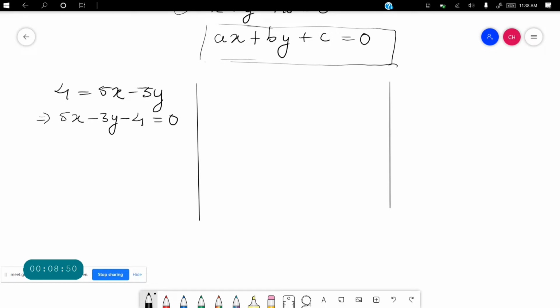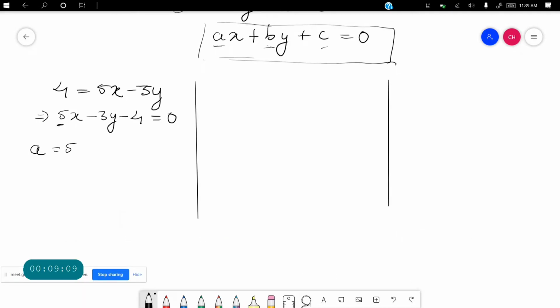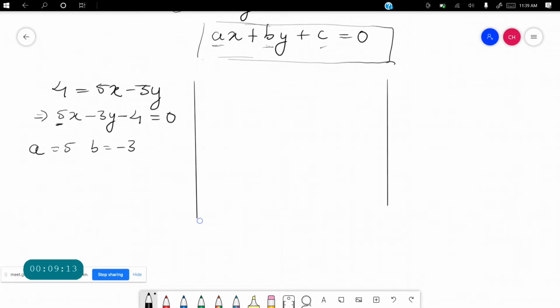Here, can you recognize which is a, b and c? 5 is the a, which is a real number. a equals 5, b equals minus 3, and c equals minus 4.